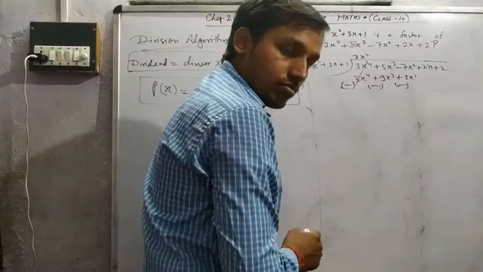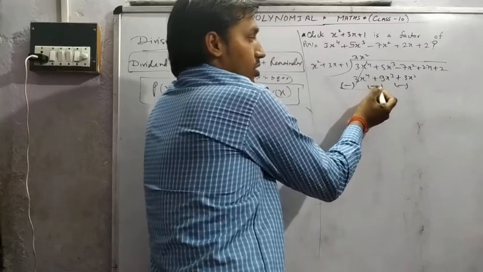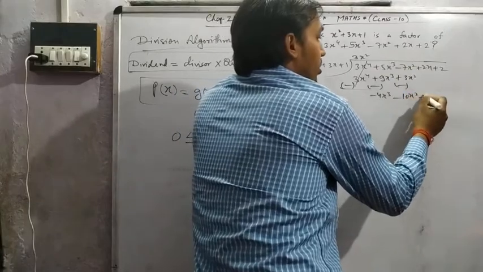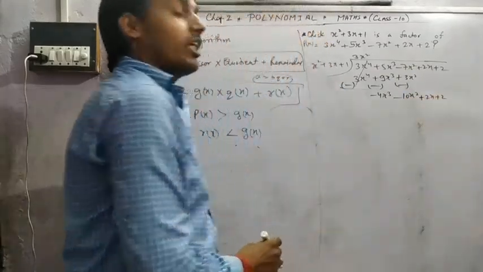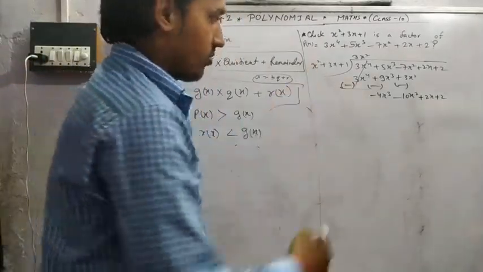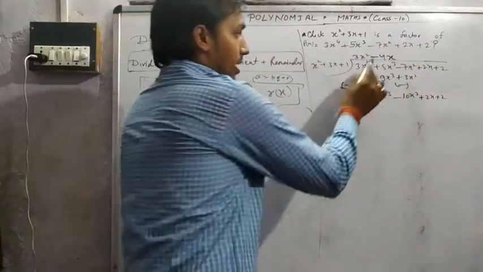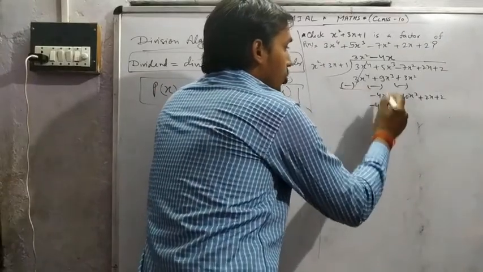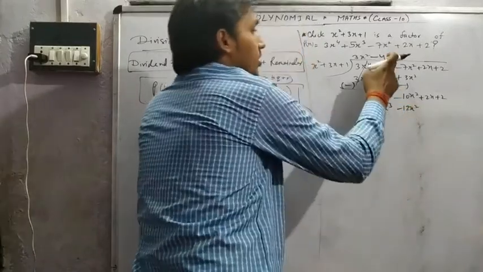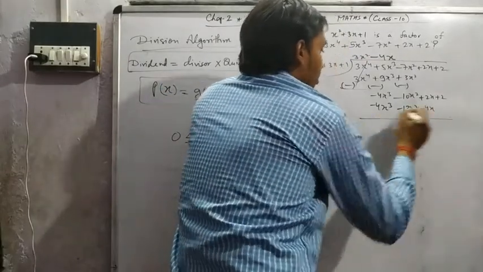First term always cancels out as usual. Minus 9 plus 5, this sign we take, not this. Minus 9 plus 5, that is minus 4x cube, minus 10x square plus 2x plus 2. Then we want minus 4x cube, that means minus 4x. So minus 4x cube, minus 4x into plus 3x, minus 12x square, minus 4x plus 1, minus 4x.